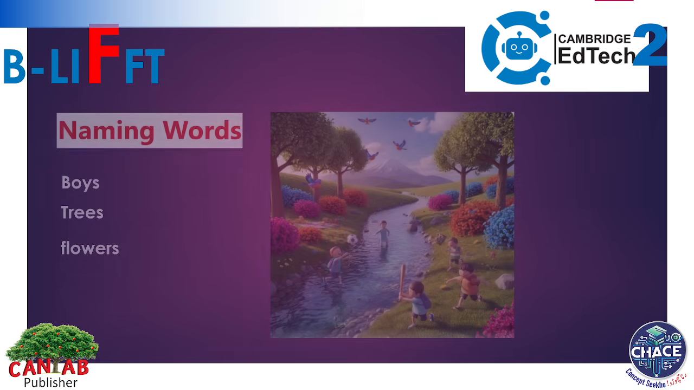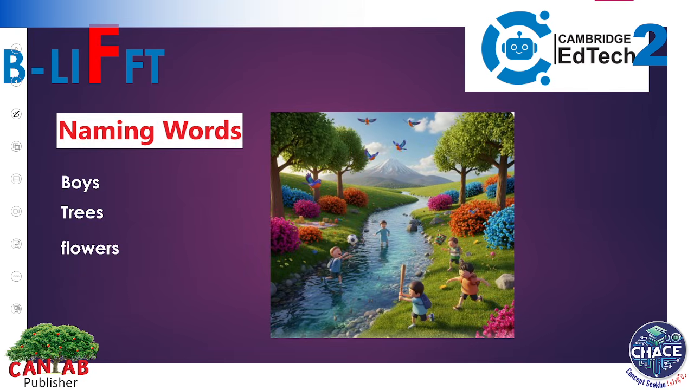Now let's have another example. On the screen right now, you can see a picture. In this picture, there are lots of naming words. Few are there on the screen, like boys, trees, flowers. Can you name few more? Yes, there are birds. There is a mountain. There is a river, a ball, and a bat.